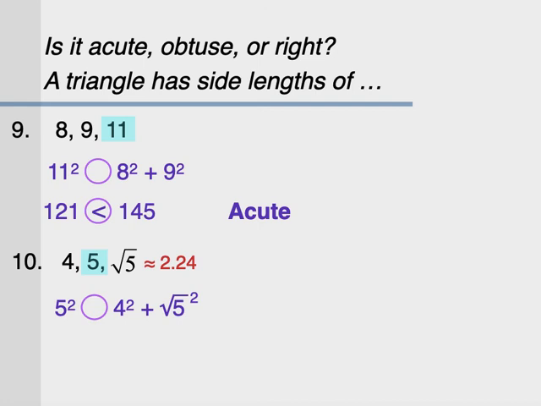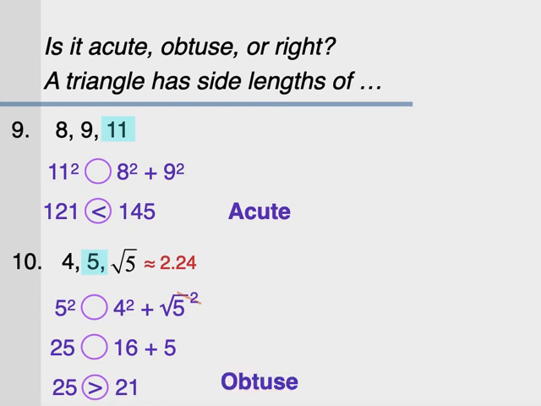If you plug it all in, it should look like this. Now watch this closely. See how we have square root of 5 squared? Because square roots and squares are opposites, they cross out. We used that trick earlier, but before it was square rooting to cancel out a square. Now it's a square canceling out a square root. It works either way. Those opposite functions cancel out, leaving just 5 there. Now, because 25 is greater than 21, what type of triangle would it be? Obtuse.